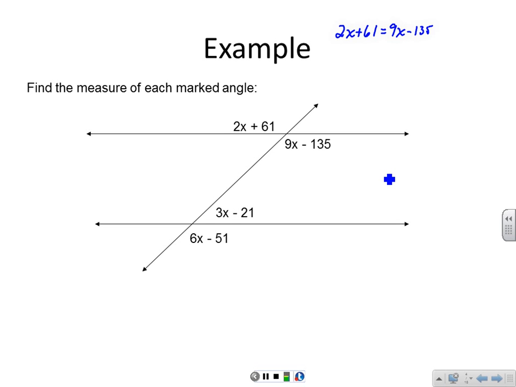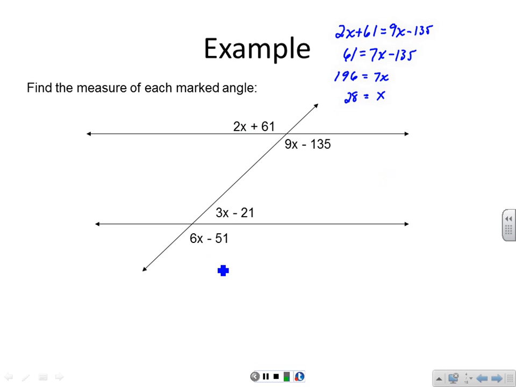And then when we do the algebra, I'm going to subtract 2x from both sides, so we'll have 61 is equal to 7x minus 135. And then I'm going to add 135 to both sides, and we'll have 196 is equal to 7x. And then if we divide by 7, we'll have x is equal to 28. Again, this is not the answer. We've got to plug 28 in for all these x's.